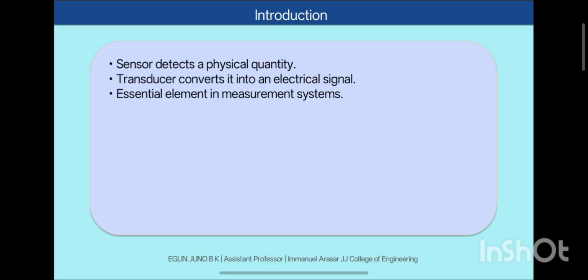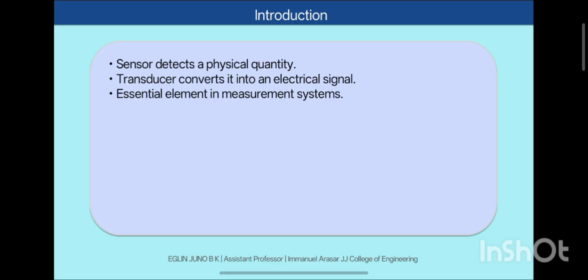Next we move to the importance of transducers. You may wonder why we cannot measure everything directly. All modern medical equipment works electronically. Computers and monitors cannot understand temperature, pressure or force directly. They only process electrical signals. So transducers convert these physical quantities into electrical signals, making them suitable for electronic systems.